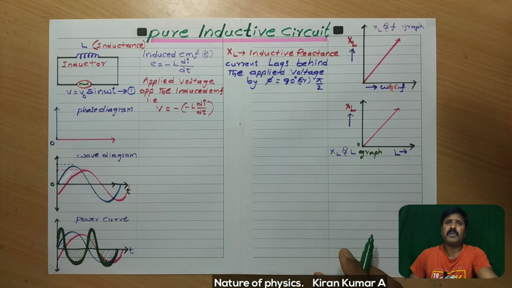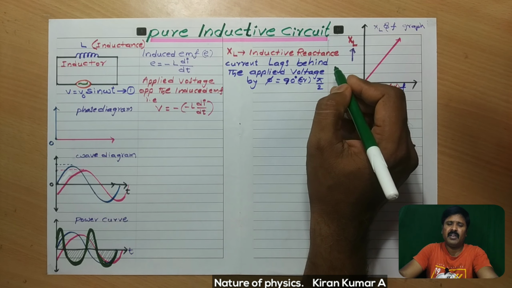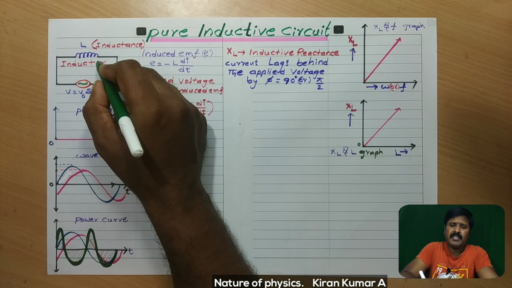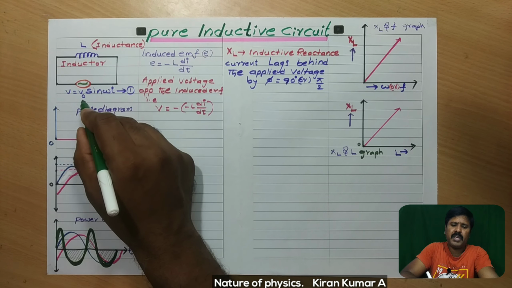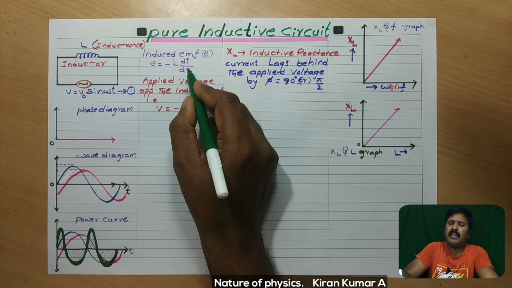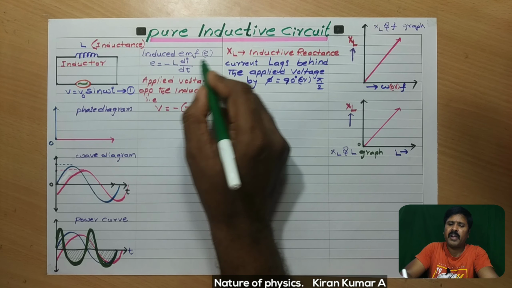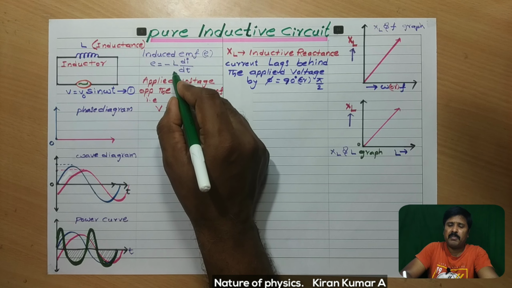The previous video was the R circuit, and this video is the L circuit, that is the pure inductive circuit. In an AC circuit, an inductor is connected to an applied voltage V equal to V naught sin omega t. So in the inductor, an induced EMF is produced, which is equal to minus L di by dt.